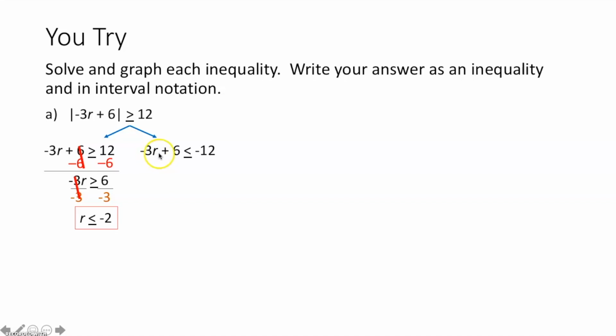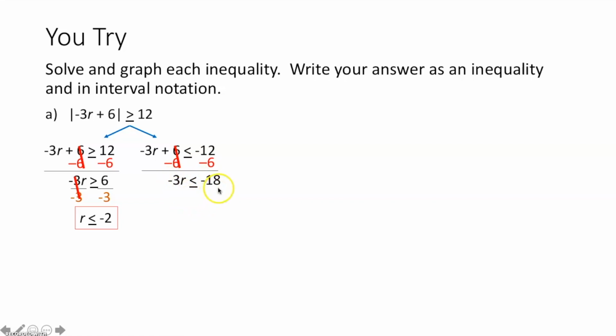Over here, I have negative 3r plus 6 is less than or equal to negative 12. To get r by itself, I start with anything added or subtracted to that, so this plus 6 has to go. How do I get it to go to the other side? I do the opposite, the inverse. I subtract 6 from both sides. That way these cancel out, and negative 12 minus 6 is the same as negative 12 plus negative 6, which is negative 18. Now I have negative 3r is less than or equal to negative 18.